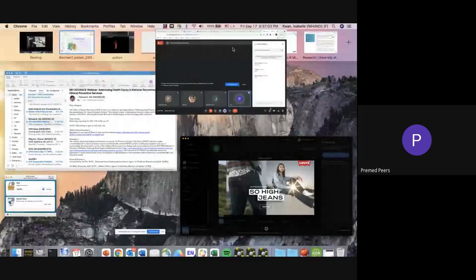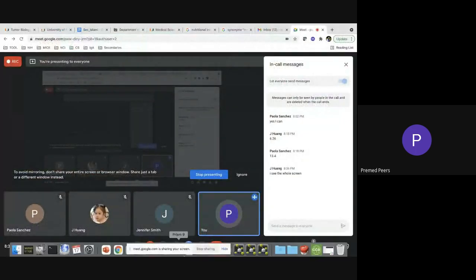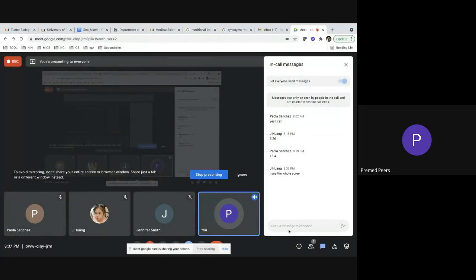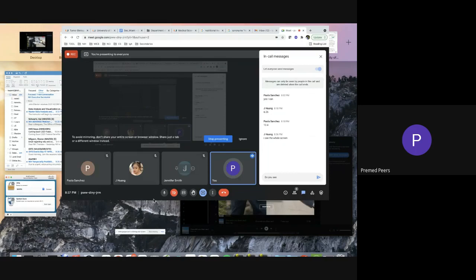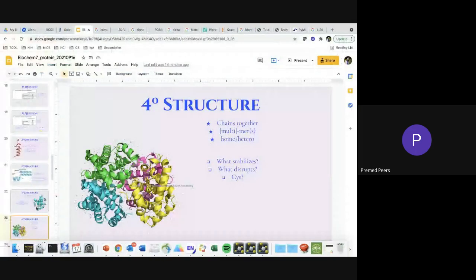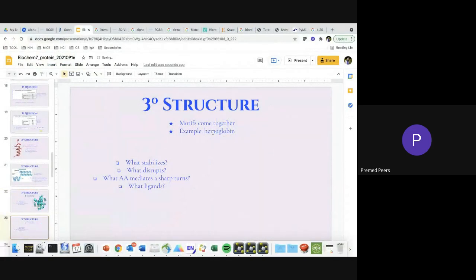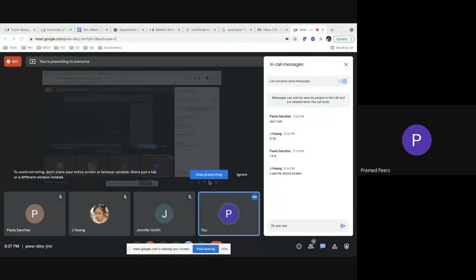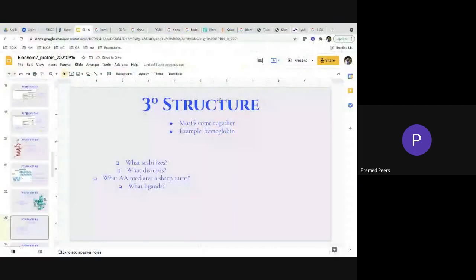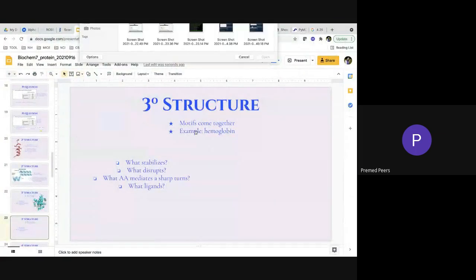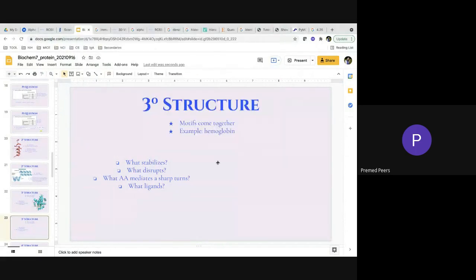Okay, so let me stop. Do you see my PyMOL structures? Because I opened PyMOL. Yeah, I have the structure on PyMOL, but that's okay. If you didn't see, I would just duplicate the slide and then try to put it right there. Yeah, you guys can still see it. Okay, so let me see. Going back to recent. Okay, yeah.